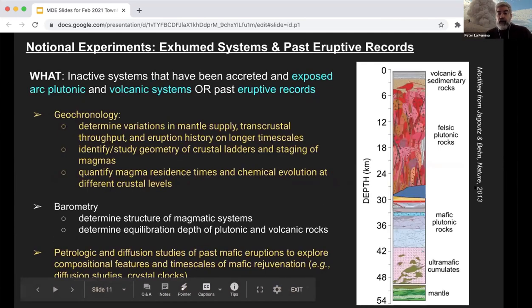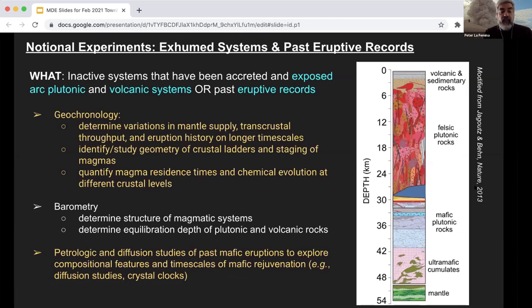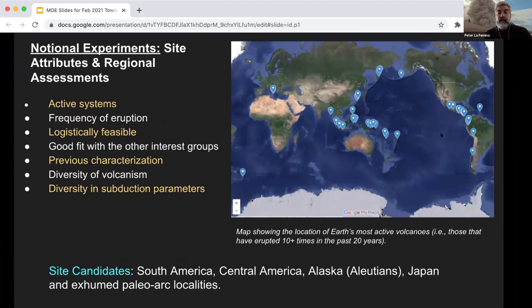The last part of our notional experiments is to actually look at the exhumed systems and past eruptive records. And so this allows us to go back in time and see how these systems have developed. So what we want to do is look at inactive systems that have been accreted and exposed, arc plutonic rocks or volcanic systems, and past eruptive records. So we're going to want to use geochronology, barometry, and again, petrologic studies to investigate how these systems have evolved over time.